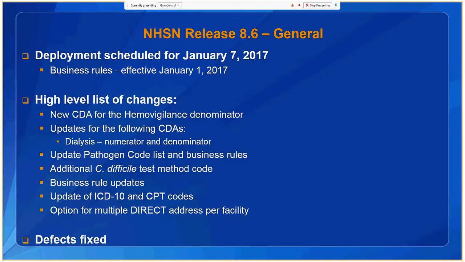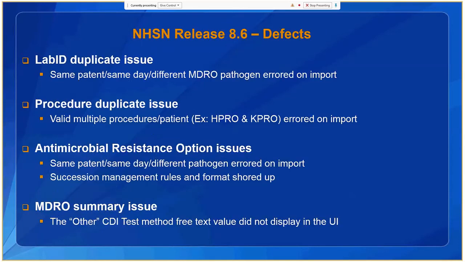The high-level list of changes is: there's a new CDA for hemovigilance denominator, and the Dialysis numerator and denominator have moved up to another version. The pathogen code list and business rules were updated. There was an additional C. difficile test method code, and some other various business rule updates. We've had an update of ICD-10 and CPT codes, and an option for multiple direct addresses per facility. And we'll talk briefly about some of the defects that have been fixed that were related to CDA.